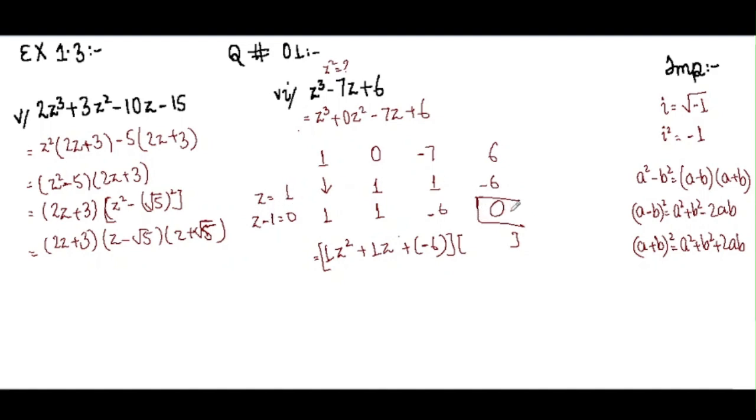If it were not 0, let's say it comes out to be 3, then it's not 0, and this number cannot be a factor. But because the remainder turns out to be 0, this is the factor. Now we are going to bring this 1 over here, and z minus 1 is the factor. So we are going to write here z minus 1.